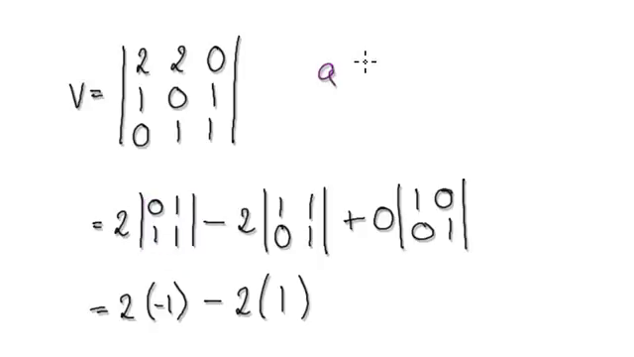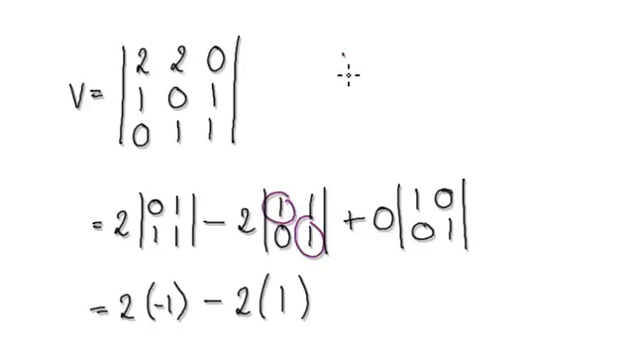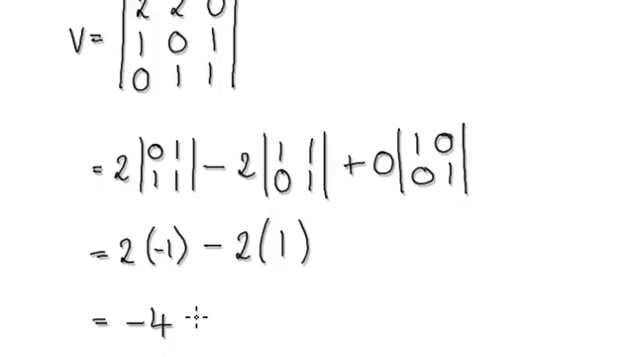So remember, if you have something like this, well, it's going to be this times this, which will be 0. Take away this times this, which will be 1. So that will give you this. And then this will be this times this, which will be 1. Take away this times this, which will be 0. So this thing here will be 1. So it's going to give you -4.